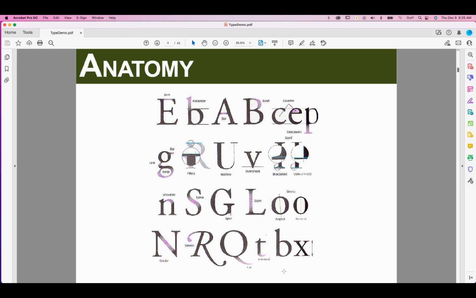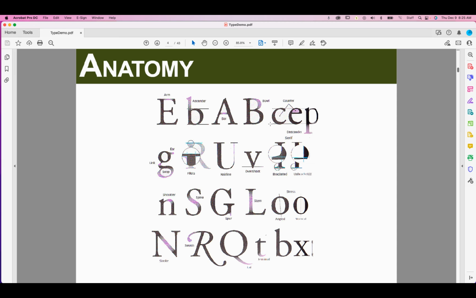Now, there's a ton of anatomy that you're going to need to learn, and I've given you some videos with this as well. But for this part, I'm really only going to focus primarily on understanding what an ascender is, what a descender is, what a counter is, what the X height is, and what the baseline is. So just a quick review.